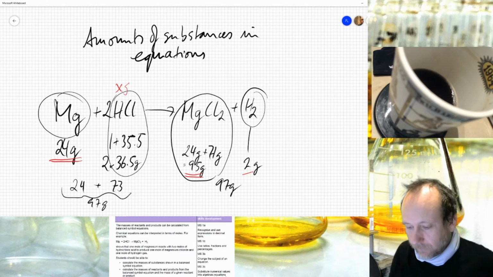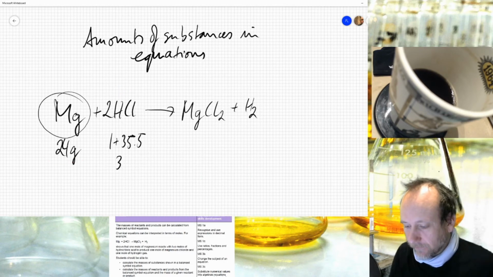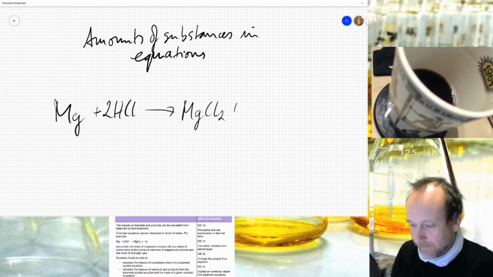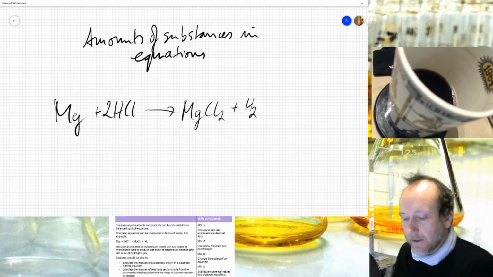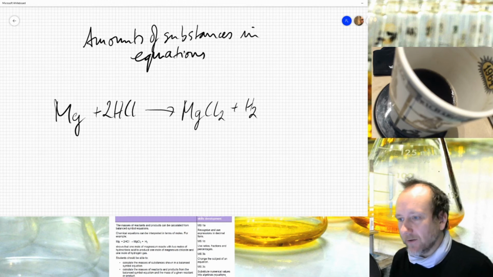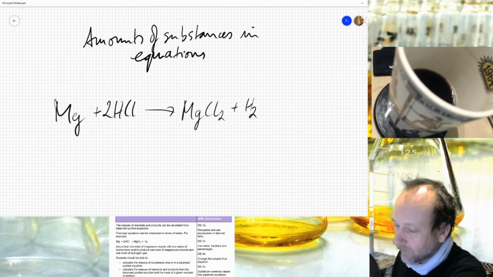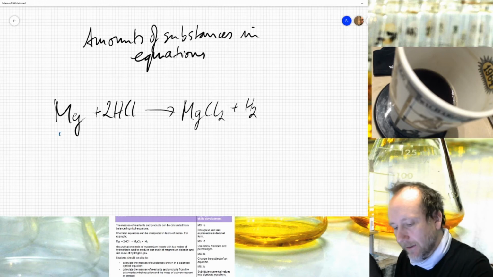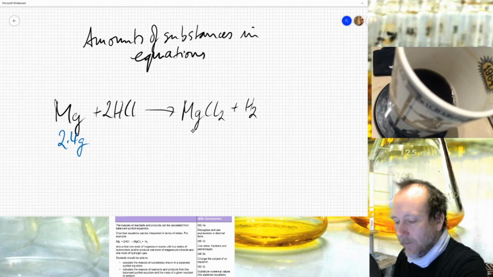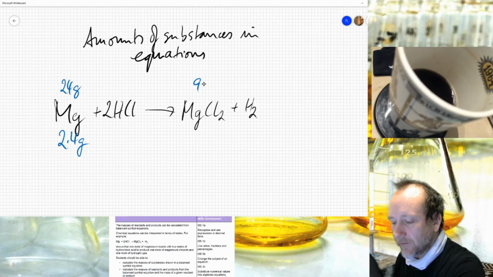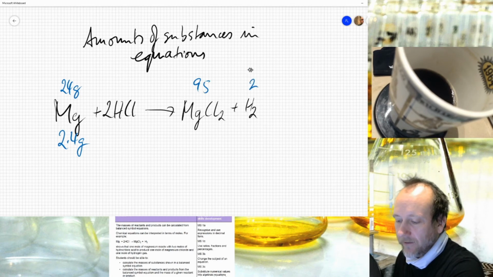So let's see how much I can get rid of from the undo function. Oopsie daisy. There we go.